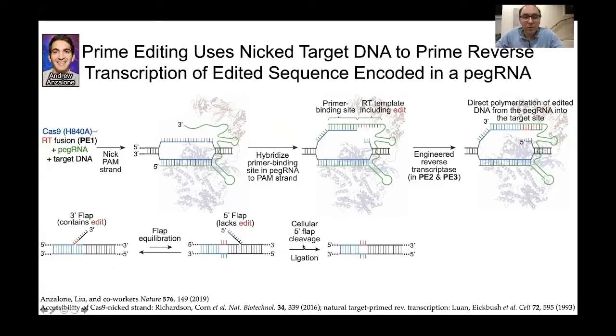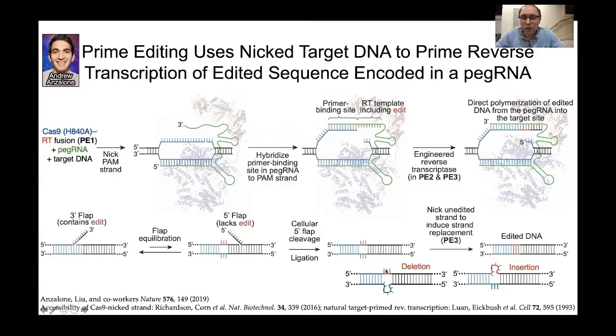We believe that the cellular nucleases favor the excision of 5' flaps, which is helping our editing efficiency here. In a PE3 strategy, a second nick is introduced downstream, which causes DNA repair to replace the unedited strand and copy over that edited strand to increase the efficiency of the final edited product. And so using prime editing, we can directly replace any desired nucleotides with other desired nucleotides, or we can introduce deletions or insertions by adding extra or less sequence at those target sites.